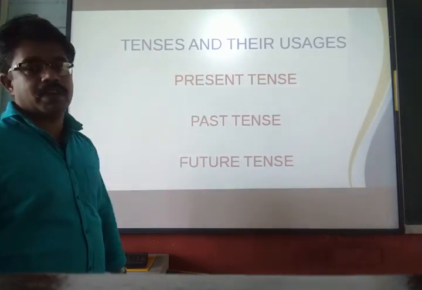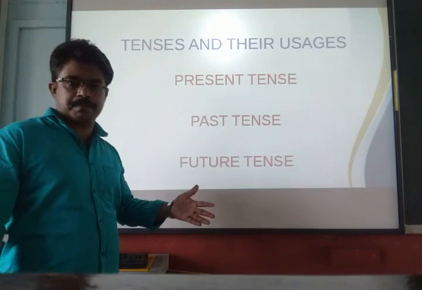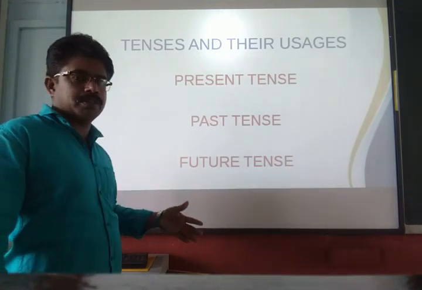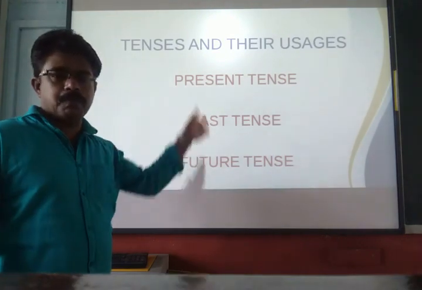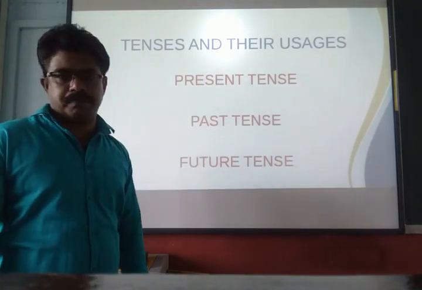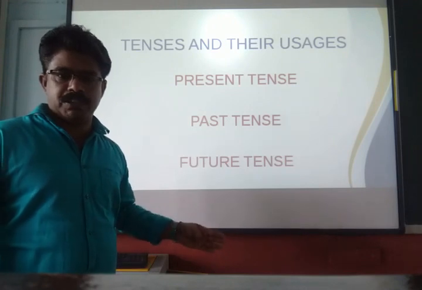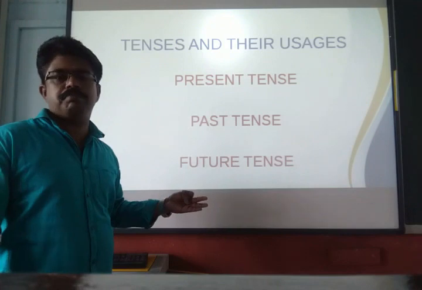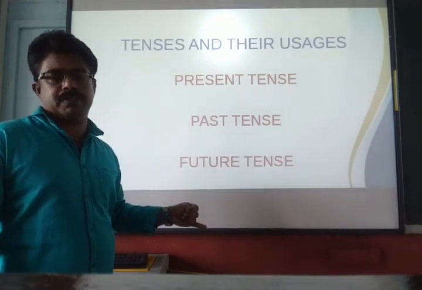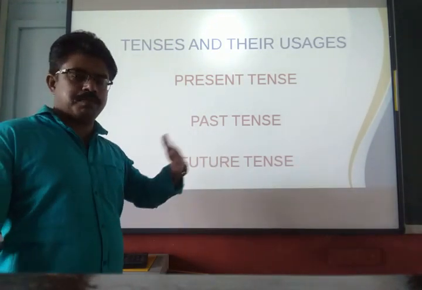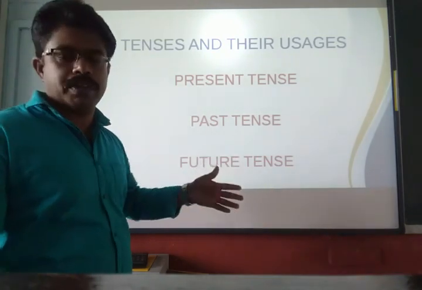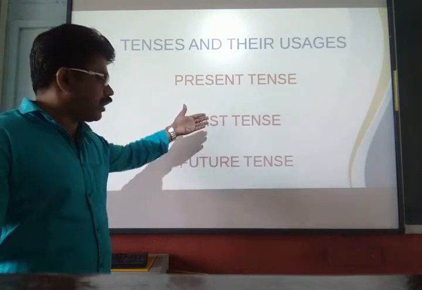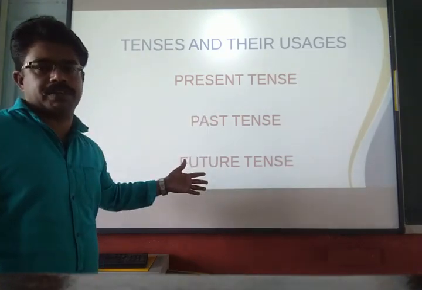What is present tense? Now when we are speaking about tenses, each of them has, let's say, four subparts. Simple, continuous, perfect, and perfect continuous. These are the four groups or four different parts of a tense. All the three tenses have all those four parts.